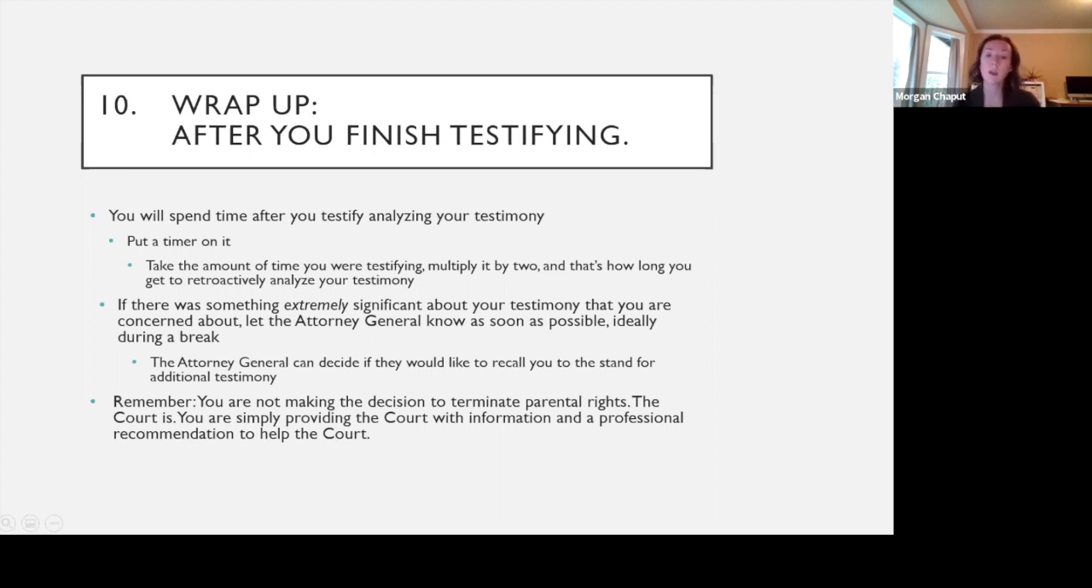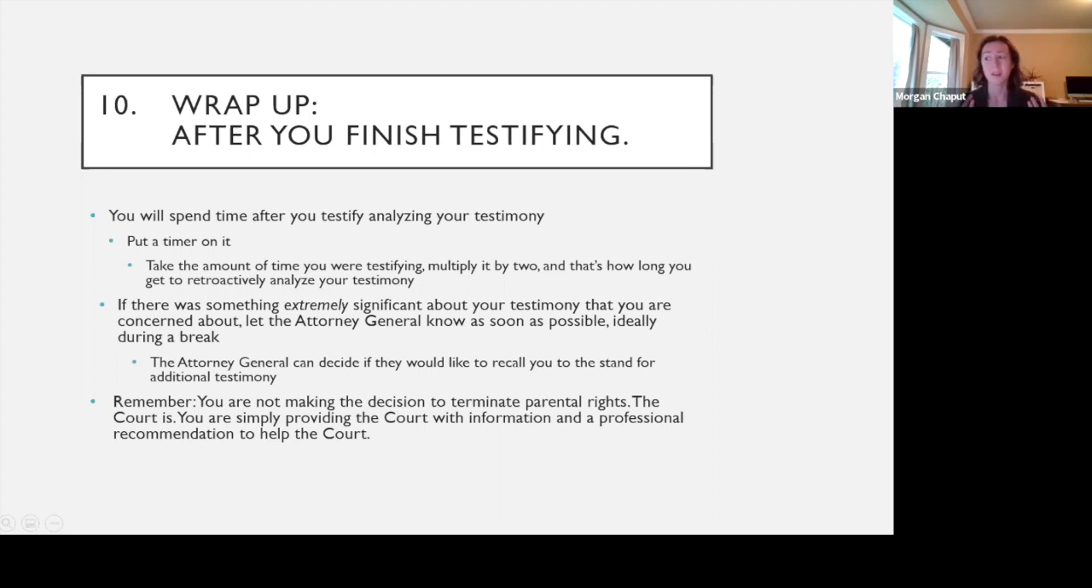So again, let the AAG know if it's something significant. Well, let your program staff know first, and then they'll coordinate with you if you need to let the AAG know, so the AAG can recall you as a witness if that's needed. Ultimately, remember, you're not the one making the decision about terminating a parent's rights. The court is making the decision. You're simply giving the court information and a professional recommendation to help the court make its decision.